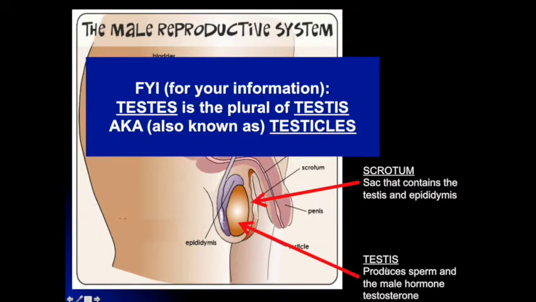Now, the testes produce the sperm and testosterone. For your information, testes is the plural of testis. And listen to the way I pronounce it. Testes, testis. It's also known as testicles. So don't be confused. You saw a while ago that this part was labeled as testicle. It's also the correct term. Testes, testicles, testis, testicle. Singular, plural.